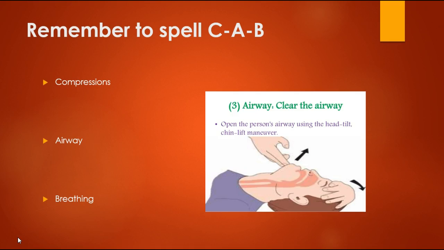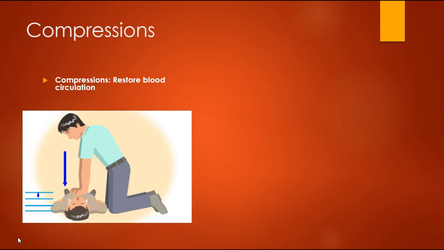So airway, clear the airway. Open the person's airway using the head tilt chin lift maneuver. Again, we'll talk about that in a minute. So compressions, that's the C from CAB. Compressions: restore blood circulation. This is when you're giving a definition or starting a list. That's another use for a colon.